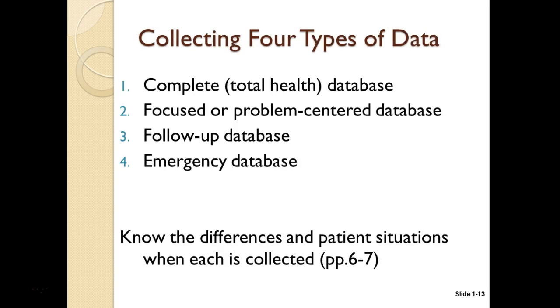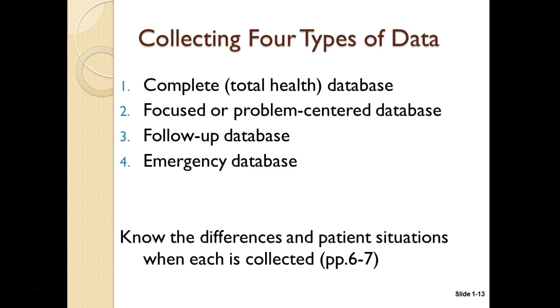So there's 4 types of databases that are collected on patients. A complete or total health database, that's when you first meet someone. Maybe this is the first time they've been to a doctor, and the doctor requires a lot of forms. They want to know all about their family history. They want to know parents' health history, and it's really the most complete. A hospital admission also, a lot of times, is a complete database.